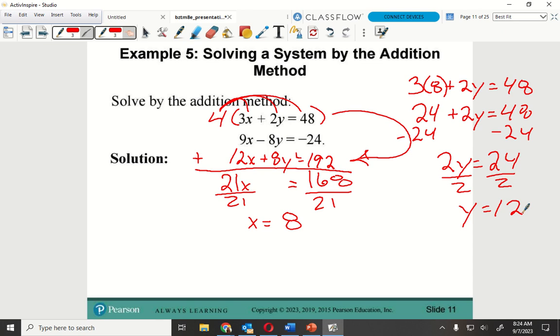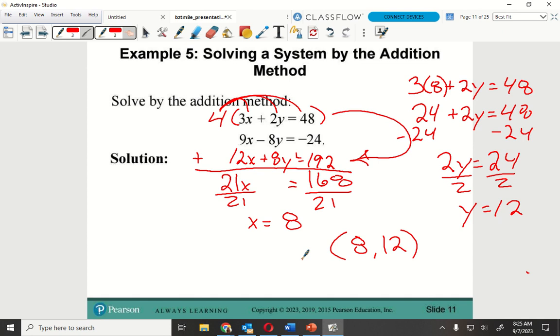All right, questions, concerns, complaints, conspiracy theories. Okay, so my x value is 8, my y value is 12. My solution looks like this. It's an ordered pair. 8, comma 12.